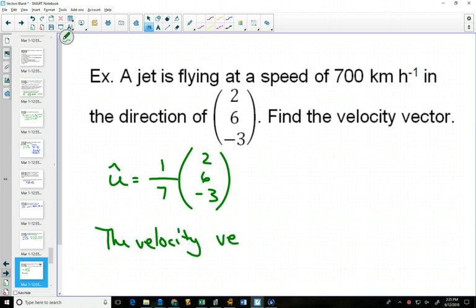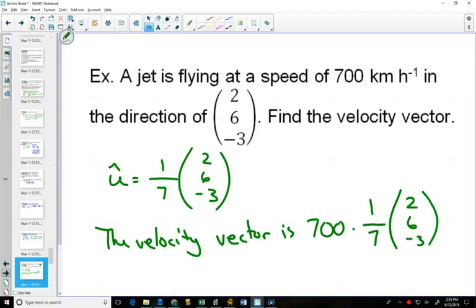So we get our unit vector first, we multiply that by 700, and I'll show all the work. 200, 600, negative 300.